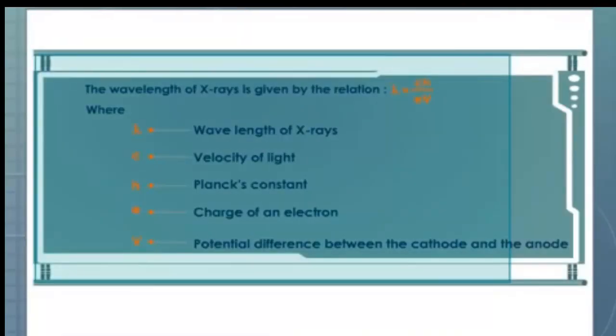The wavelength of X-rays is given by the relation λ = ch/eV, where λ is the wavelength of X-rays, c is the velocity of light, h is Planck's constant, e is the charge of an electron, and V is the potential difference between cathode and the anode.